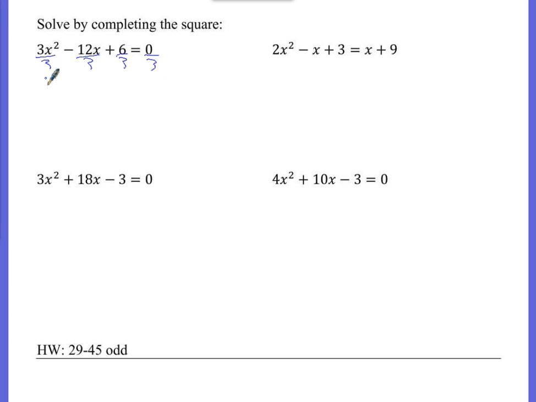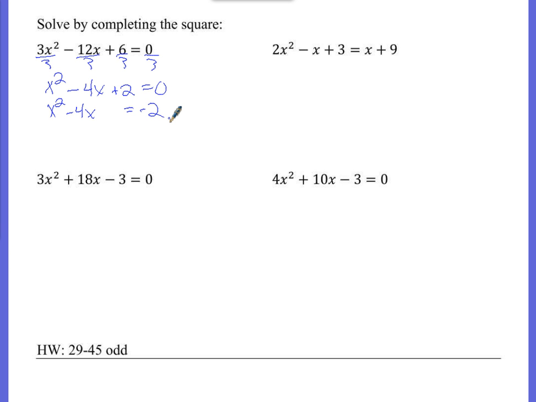So now on the left I have what? X squared minus, good? There you go. And now we can do what we were doing on the last page. So I'm going to boot that 2 to the other side. It becomes x squared minus 4x, leave a space, equals negative 2.